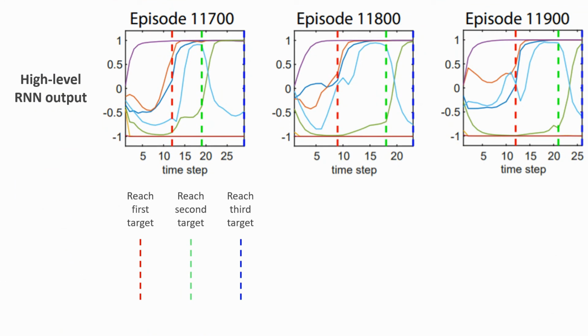In the plots, the horizontal axis is the time step, and the vertical axis is the high-level RNN outputs of different neurons indicated by different colors. The vertical dashed lines indicate the robot reaching the first, second, or third target. Although the configuration of the three targets is quite different in these three episodes, the temporal profile of high-level RNN outputs is quite similar. If you look at the sky blue curve, this neuron's activity always goes up after reaching the first red target, and goes down after the second green target. For other neurons, it's also similar. So we can see that the high level represents a subgoal.